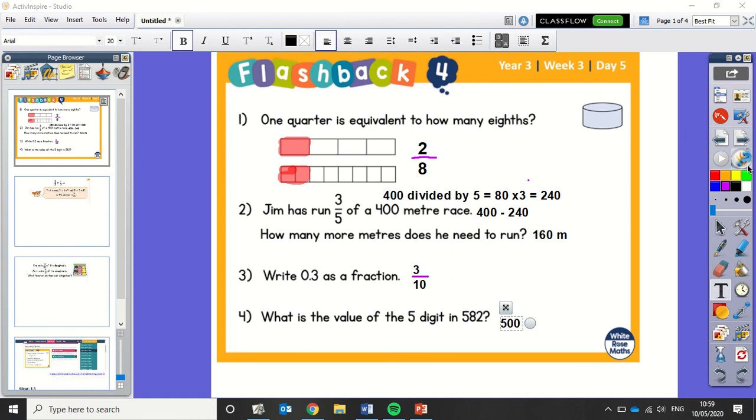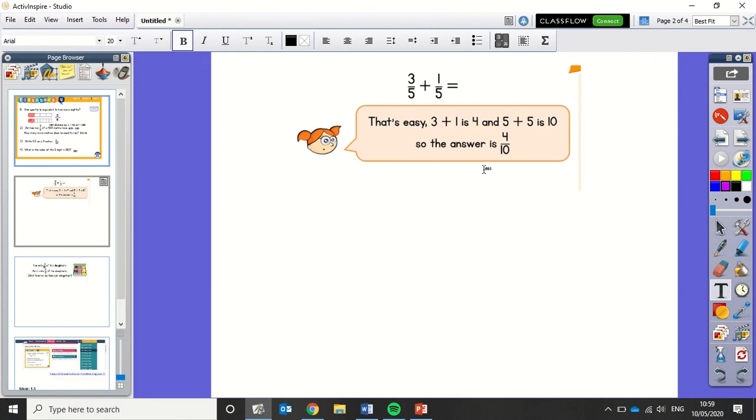Okay, so now let's move on to our learning for today. We're looking at adding fractions. So, this young lady here has been given the question, 3/5 add 1/5 equals something. And she says that's easy, 3 add 1 is 4, and 5 add 5 is 10. So the answer is 4/10. Unfortunately, she is wrong. And hopefully you all know why from when we've done this in class. So take a minute now to pause and see if you can figure out what the correct answer is.